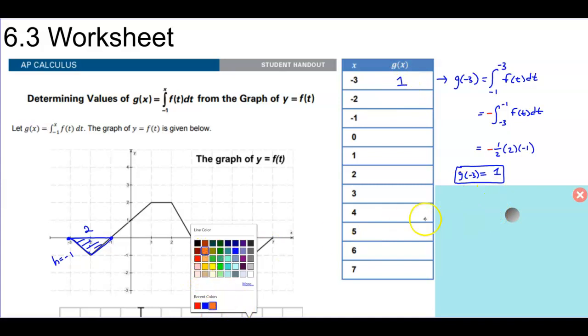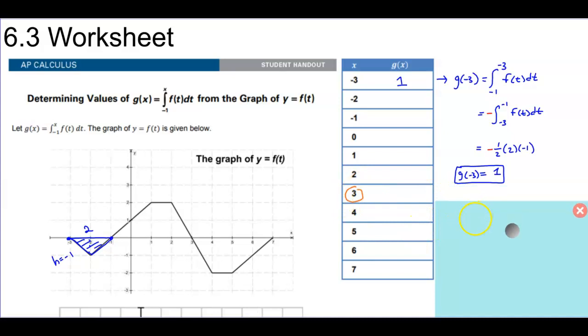Let's try one more, just quickly. What if I do the value at x equals 3? So I want to find g of 3. Well, I'll plug 3 in for x. Notice we're happy with the limits from -1 to 3 because we're moving from left to right. I have to find the area underneath that curve from -1 to 3. Well, that's just a trapezoid.